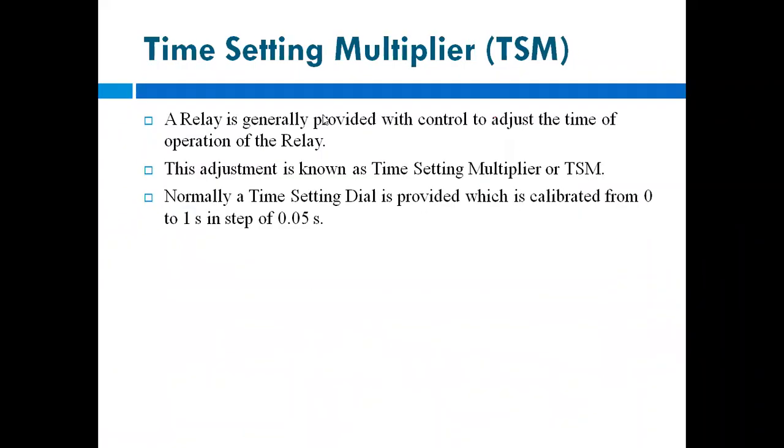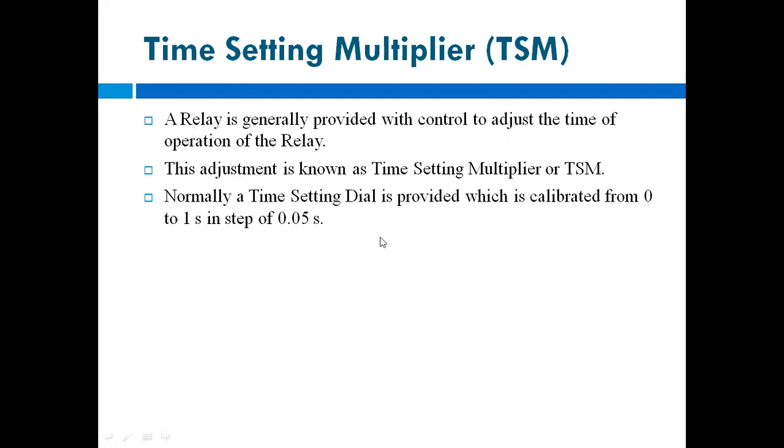We'll see the next point, that is time setting multiplier. Now what is this time setting multiplier? Just like the plug, why are we using that plug setting? So that we can set the pickup value of the relay. Why is the plug setting used? To set the pickup value of your relay. Similarly, there is a time setting multiplier.